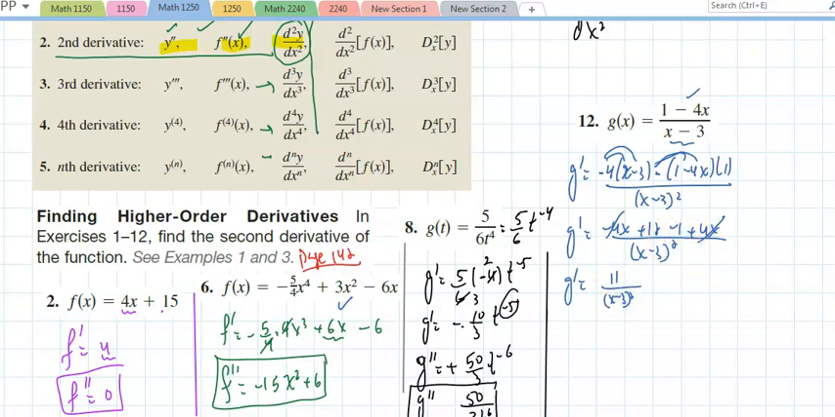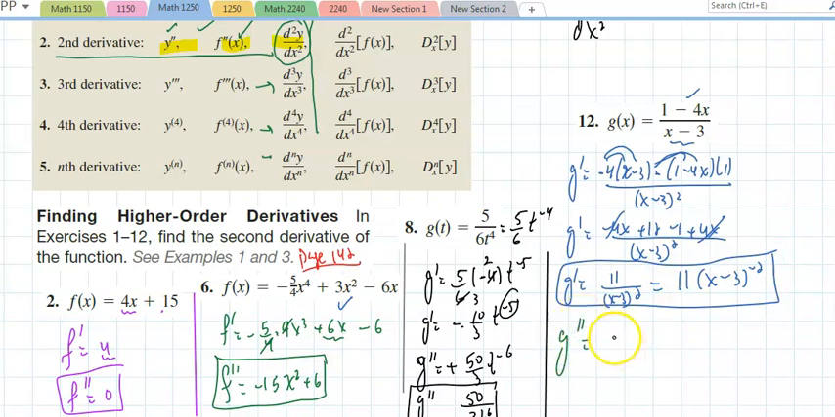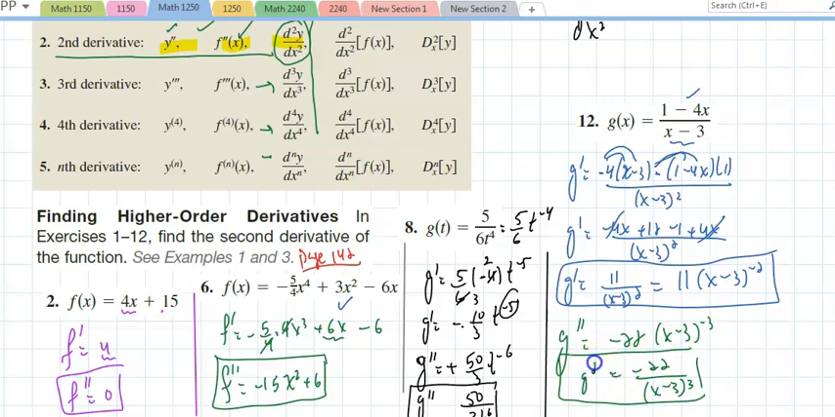Now, if this is what I get, I can get around it and say, wait a minute, I know that's 11 times (x minus 3) to the negative 2. That saves me the quotient rule on the second derivative. If I take the second derivative, that will be negative 22. Bring the power down, subtract 1 from the power, so that would be negative 22 over (x minus 3) cubed. And there it is.